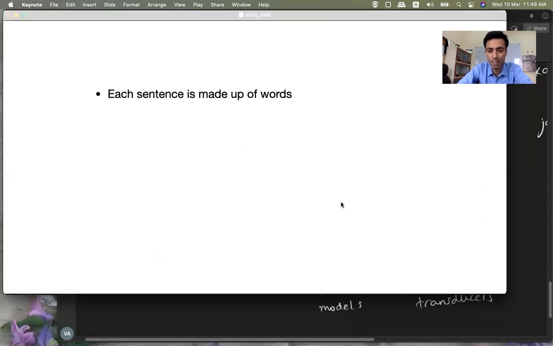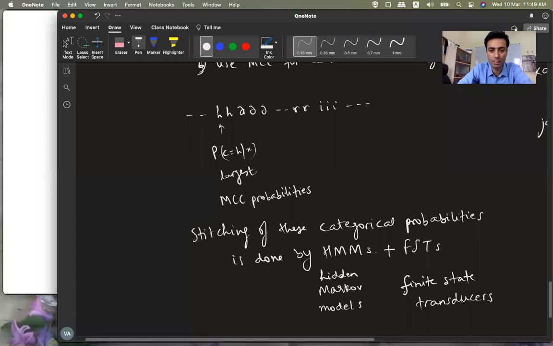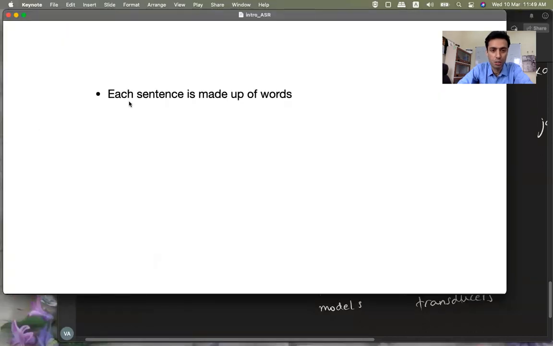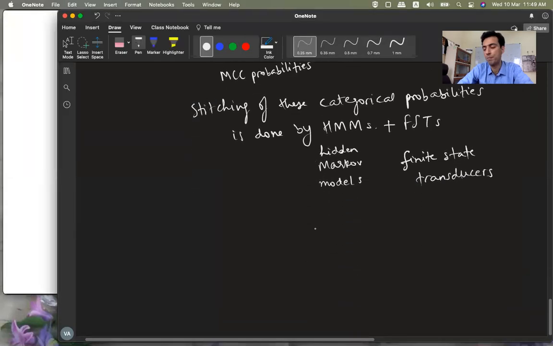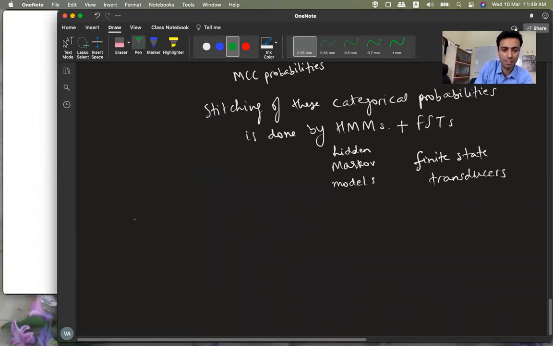Now, okay, let's focus on this stitching part a bit. Let us do this stitching part. Let us start afresh. I will give this title of building blocks. The title is building blocks.